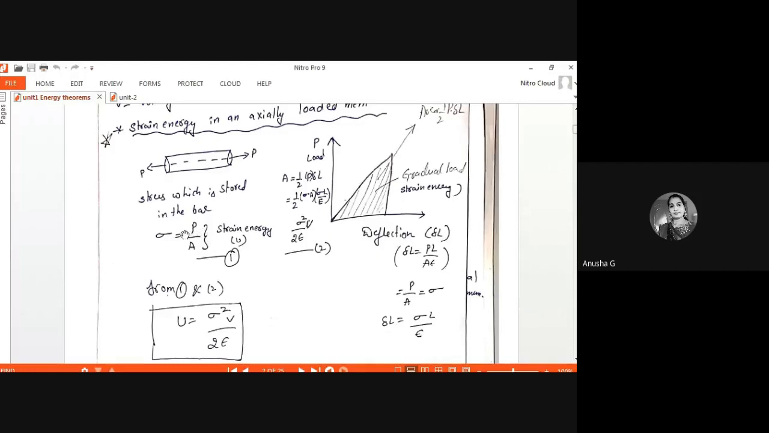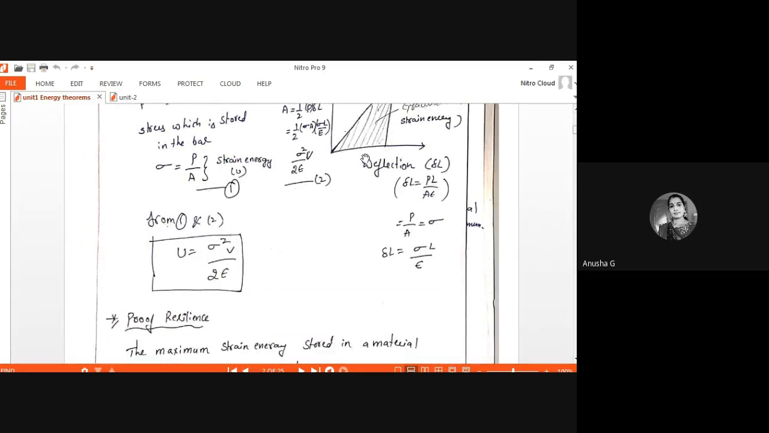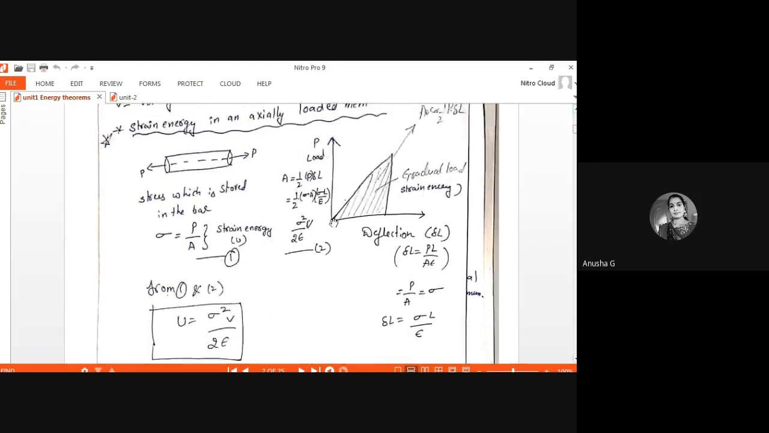The first equation is the stress observed in the bar. The second equation is the area of the bar that you have to observe for the strain energy: A equals sigma square V by 2E. It is the strain energy. Seeing the equations 1 and 2, we'll write the strain energy U equals this area that you have to observe here. This shaded area is the strain energy, U equals the total area of this curve, or area of that graph.